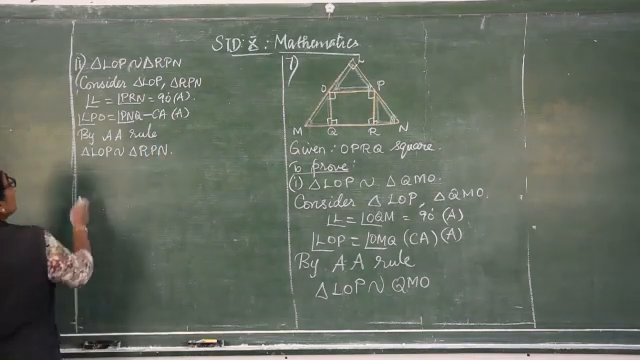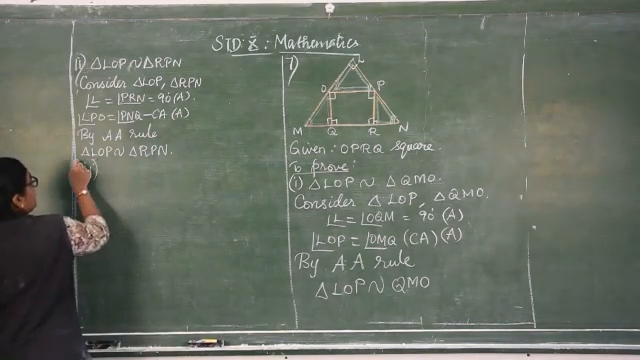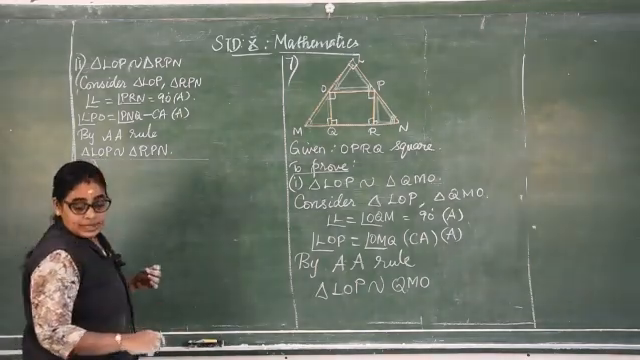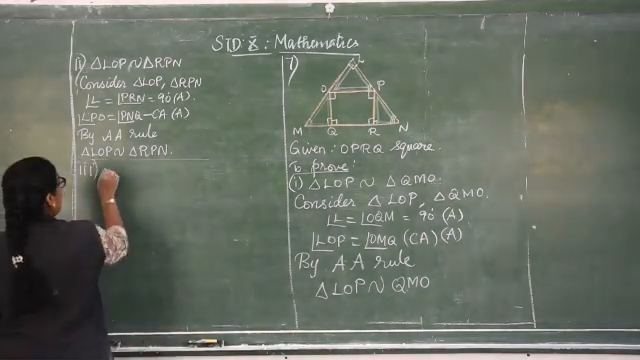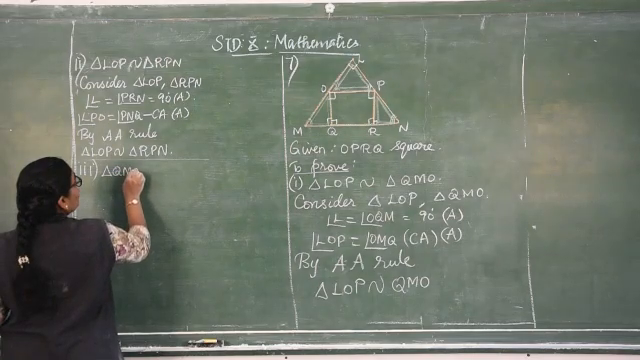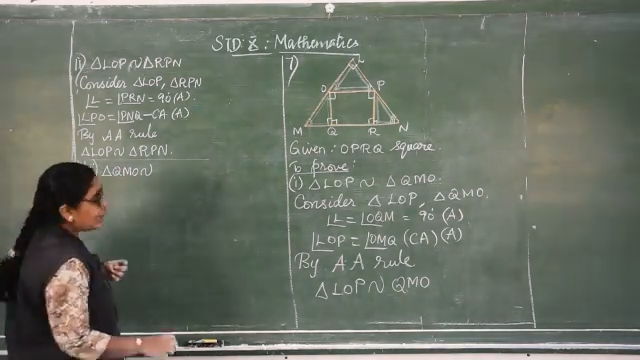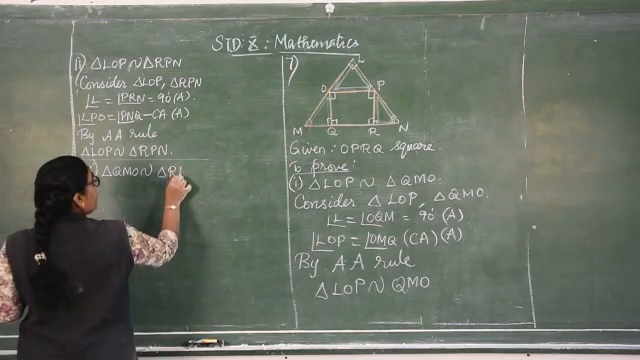That's all. Now the third condition. So this is your third condition. The third condition is they are asking triangle QMO is similar to triangle RPN.